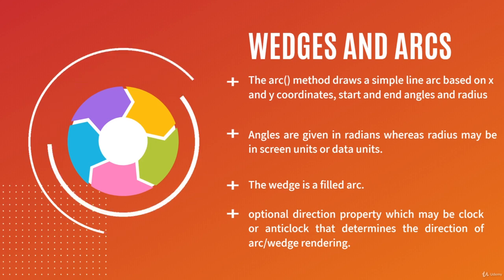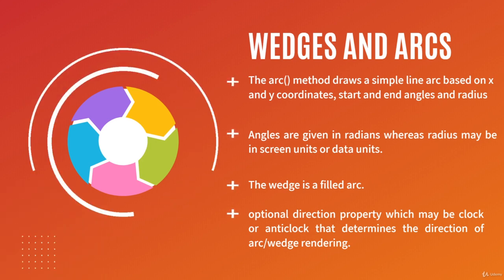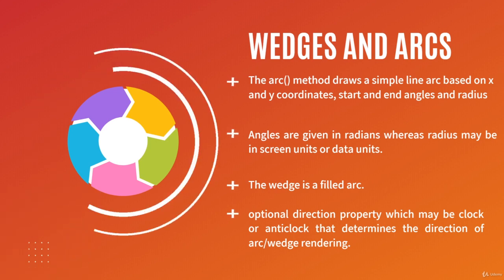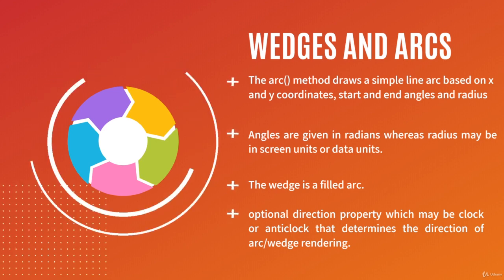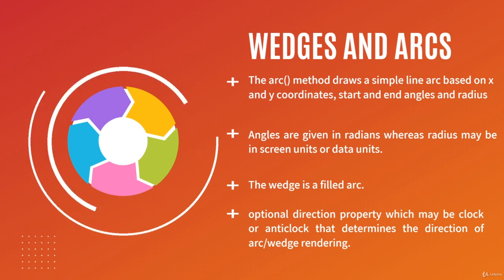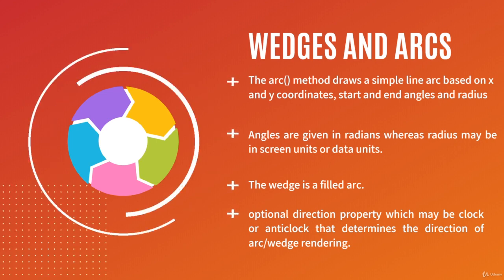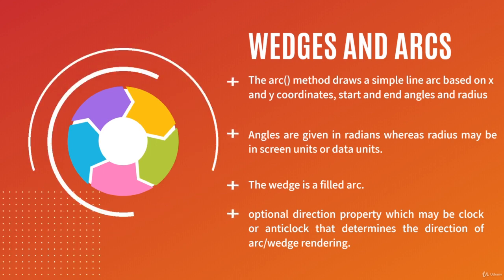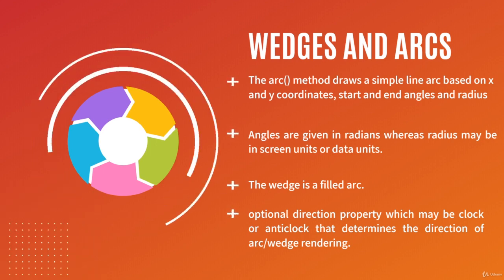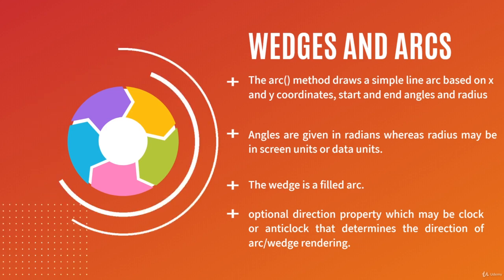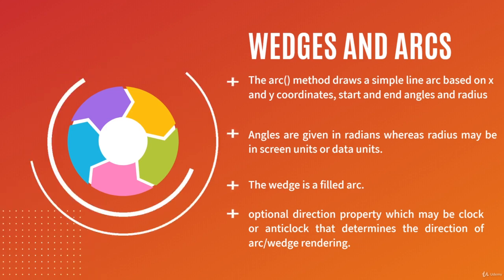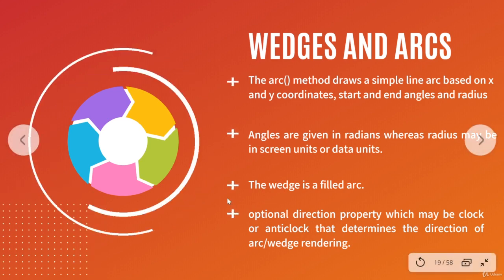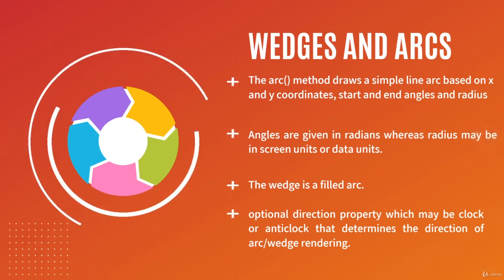A little mathematics, but that's why I say if you're a statistician or mathematician, you are blessed with Bokeh actually. Angles are given in radians. Radius may be in screen units or data units. A wedge is a filled arc, as I mentioned. It's an example of a filled arc basically. So you fill the arc, it becomes a wedge. That's it. I'm not talking about potato wedges. I'm talking about a wedge as in from the arc. Okay, all right, let's move.